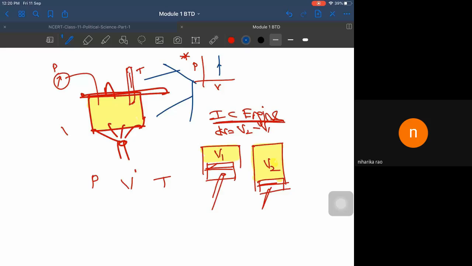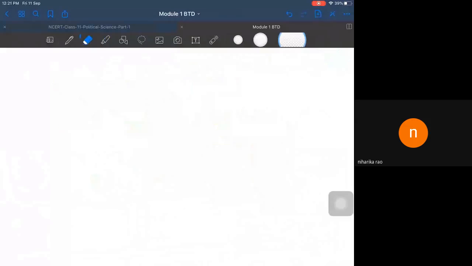Now I will call this particular process an isochoric process. This is one of the processes where the volume remains the same. If the volume of the system remains the same throughout the process, then that process is termed isochoric. Got the point? Now, there are different processes. There are totally 5 processes. I'll give you a brief of them and we shall continue in the next class, okay?